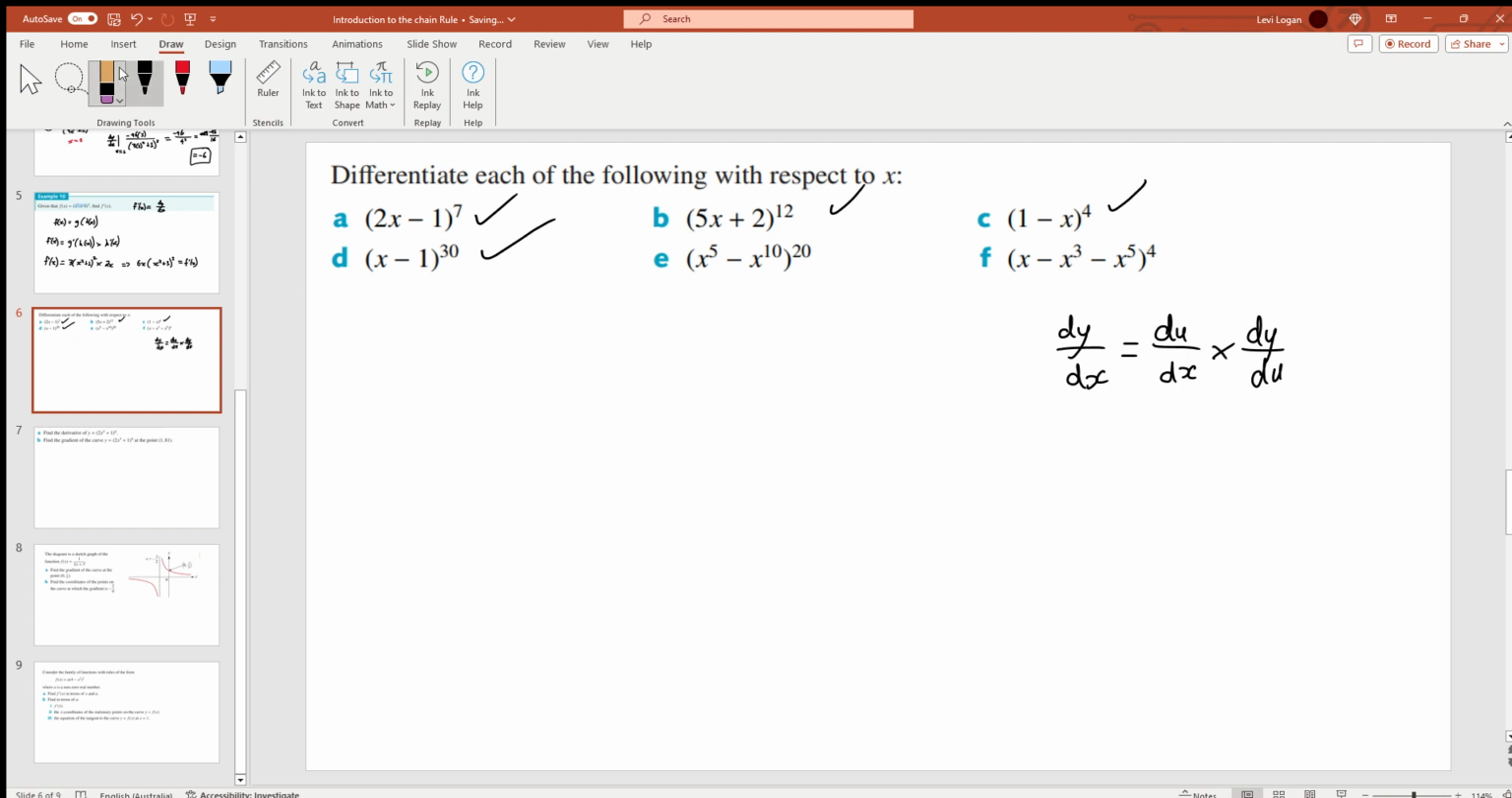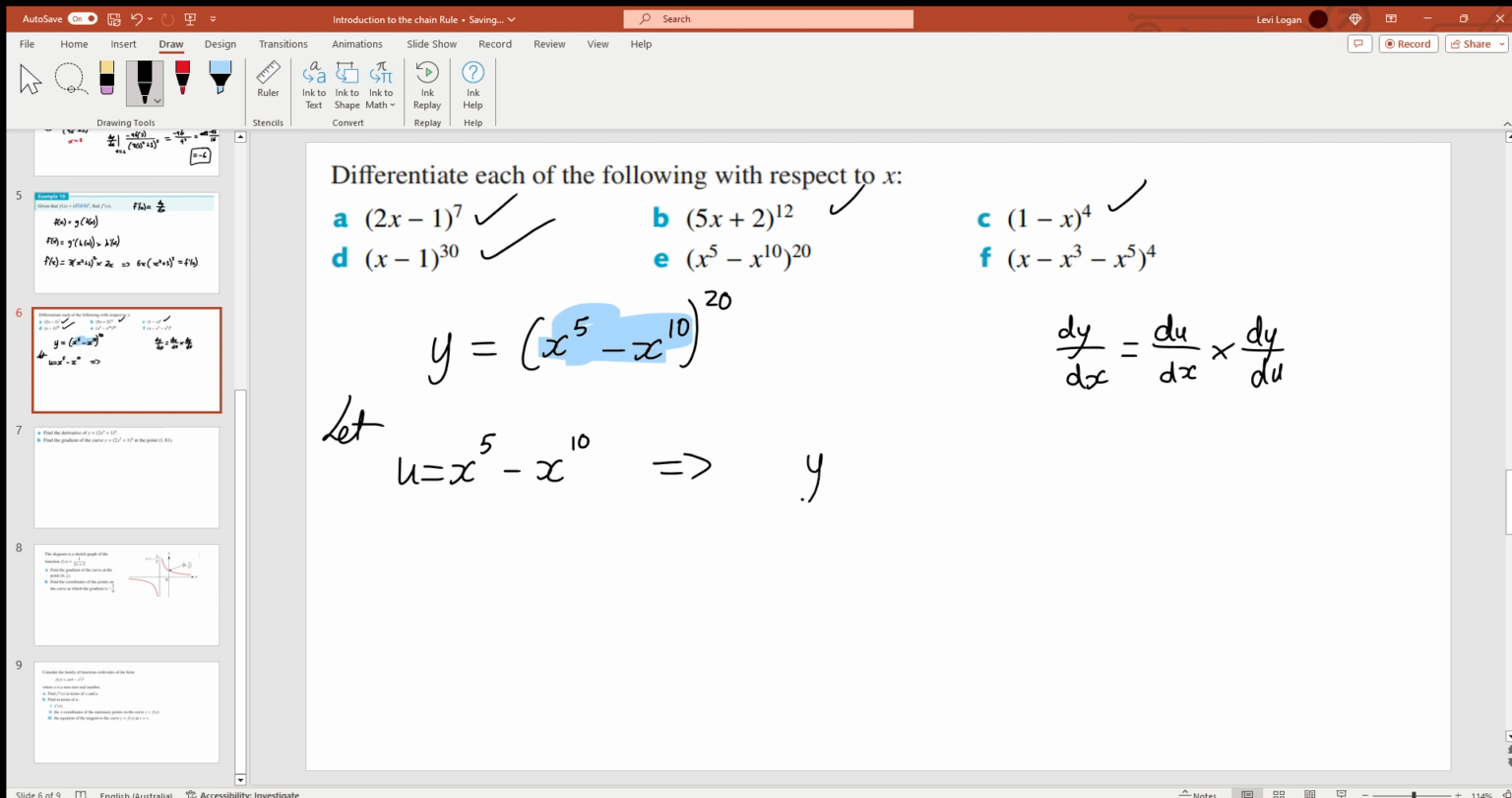So question E, we have y equals (x to the power of 5 minus x to the power of 10) all to the power of 20. Identify inside function, so pretty much this guy here. So let u equal x to the 5 minus x to the 10. So that means y is u to the power of 20.